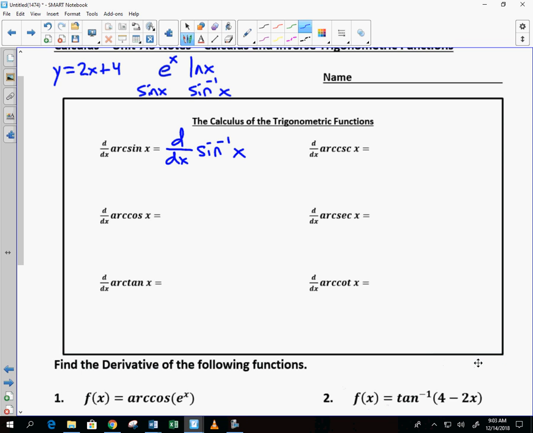Okay, so what is the derivative? The derivative is 1 over the square root of 1 minus x squared. These are the same things. The derivative of these is the same thing.